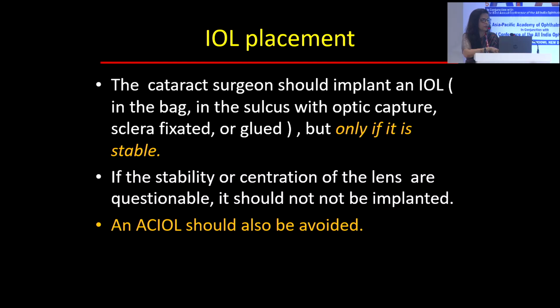Now, IOL placement: you can implant an IOL even after a PCR, but make sure that it is stable. If you feel there is any doubt about the stability of the IOL, then do not implant it. And an AC IOL should always be avoided when there is a dropped nucleus, because many times when the vitreoretinal surgeon is operating, the AC IOL tends to drop back.